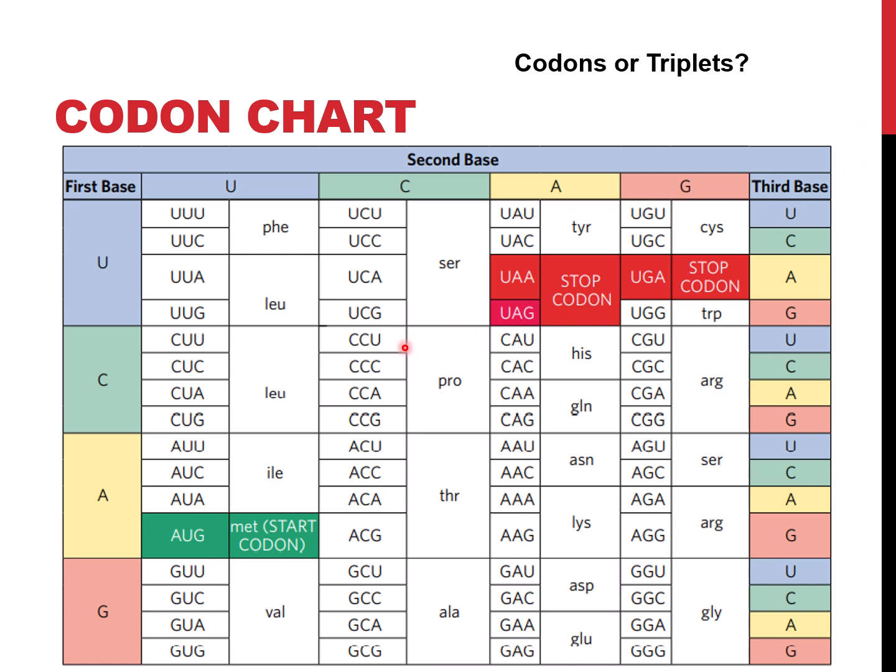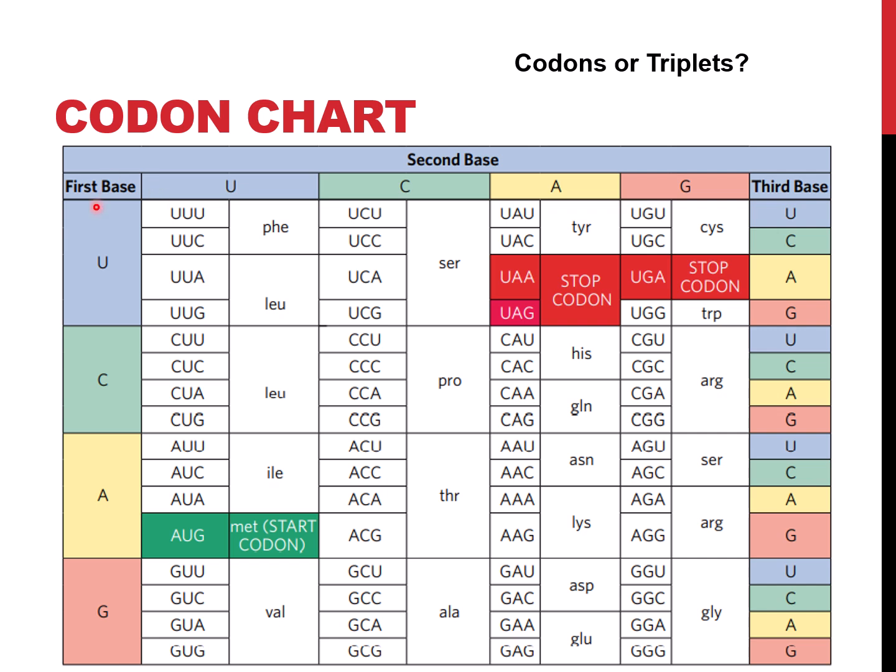That's right. If it has a U in it, that means it's got to be messenger RNA. Okay, so it's not DNA. So in this case, it's a codon. It's not a triplet. So that's why it's not a triplet chart. It's a codon chart.